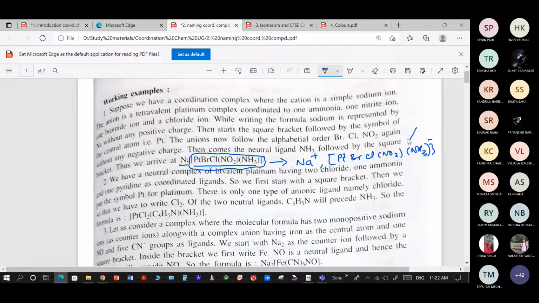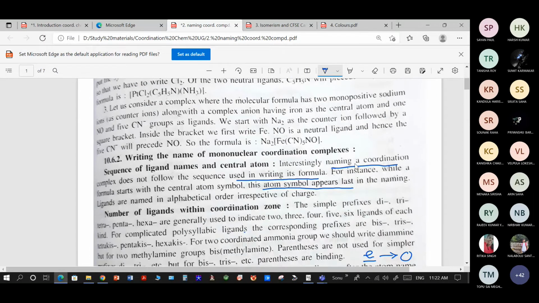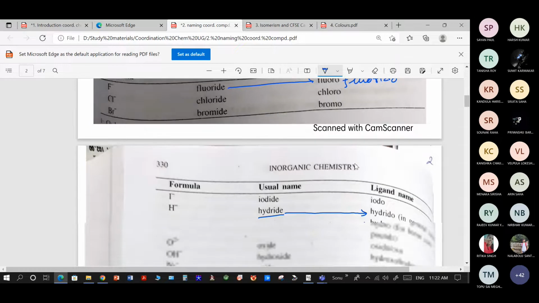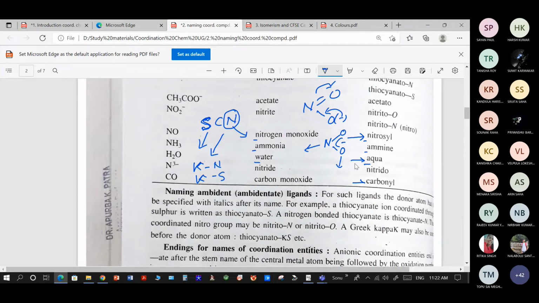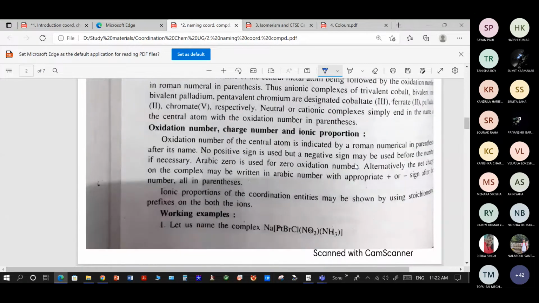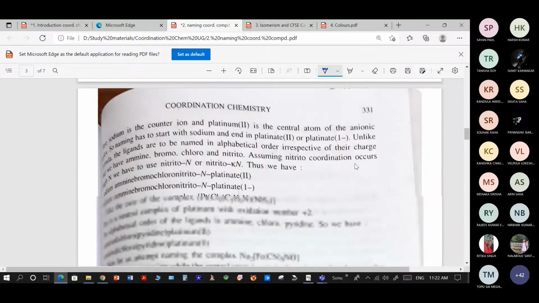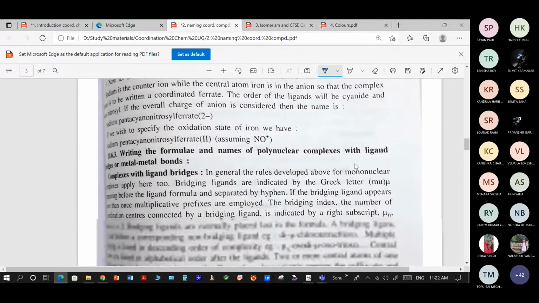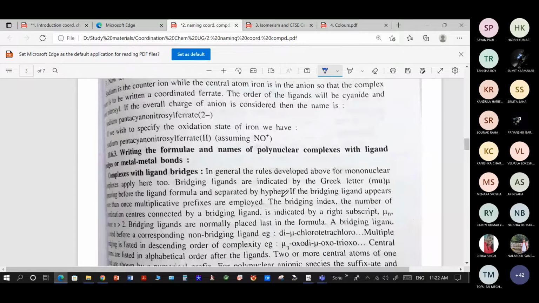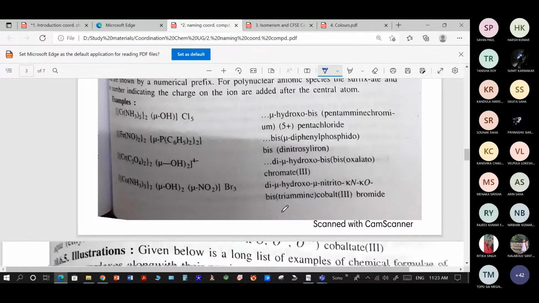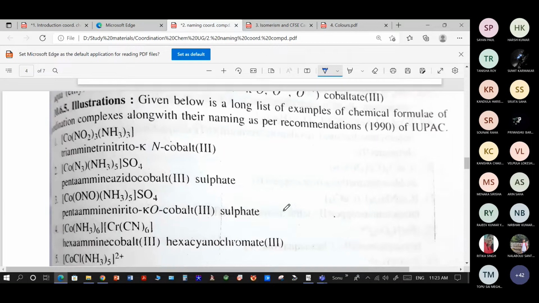If your complex entity is negatively charged, then after the name of the metal ion, like here platinum, you have to write platinate. If it is iron, then it will be ferrate. Cobaltate means cobalt, so it will be cobaltate. So in this way, now I am coming to different names, and then it will be easily understandable to you, and you can score a few marks in your class assessment or some main exam as well.